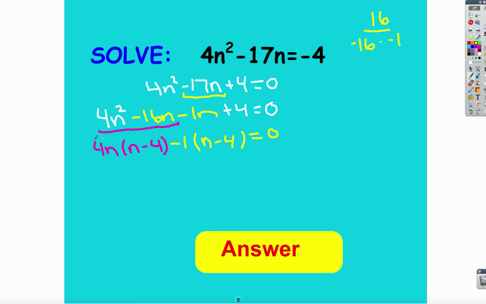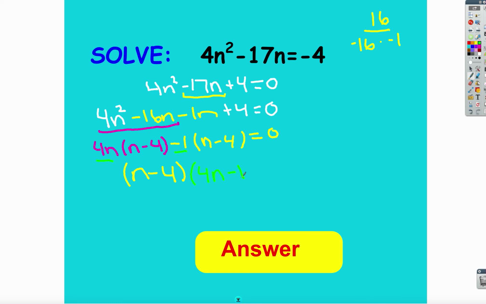There's a common mistake people make, and they think that this is their answer, but that is not the factored form. So I need to rewrite this. I'm going to put my n minus 4 together just once, and then I'm going to combine that 4n minus 1.